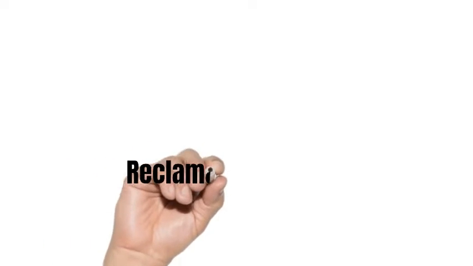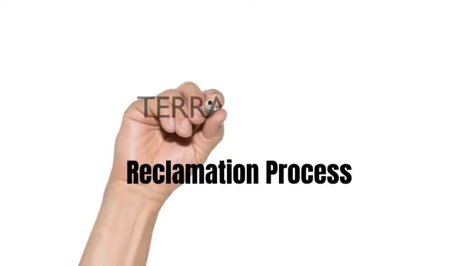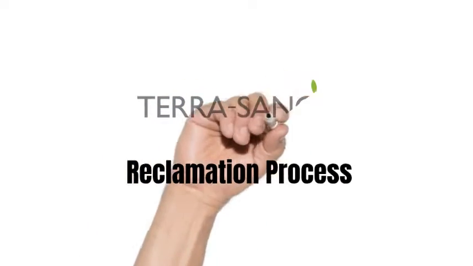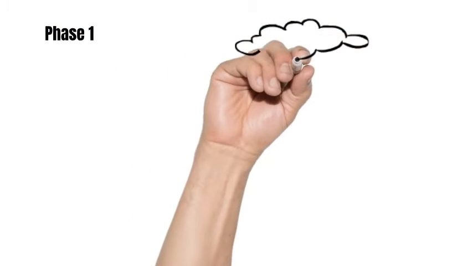To achieve a reclamation certificate, Terra-Sano adheres to the site process steps required by the Alberta Energy Regulator. At Terra-Sano, each step of the reclamation certificate process is completed by our in-house staff and equipment. But what steps are required in this process?